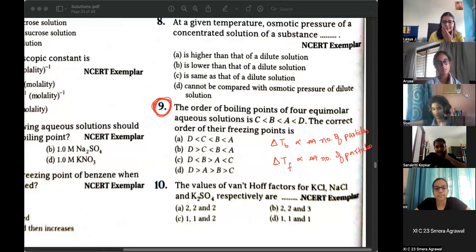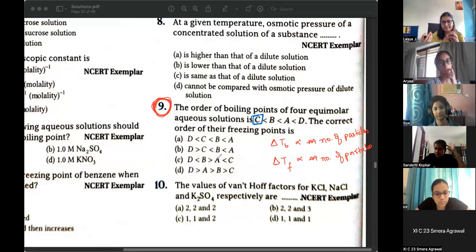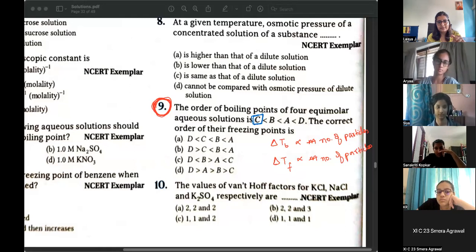Okay, look at it this way. Order of boiling points, C is the lowest boiling point. That means elevation in boiling point for C is the lowest. Like C increased by the smallest amount. Right? That means depression in freezing point, will C have the highest depression in freezing point or the lowest depression in freezing point? Lowest, right? Because both are directly proportional to the number of particles. So I think lowest.